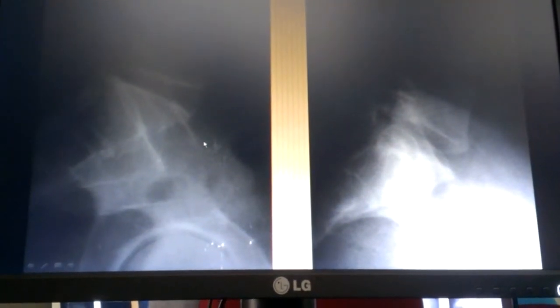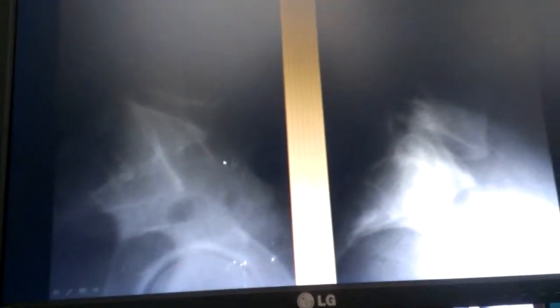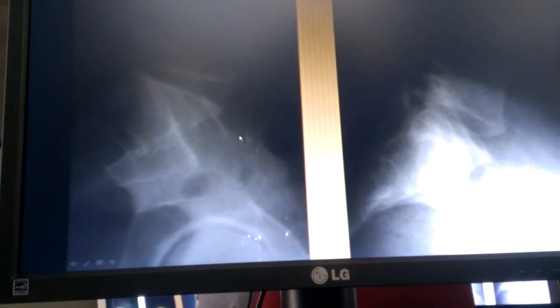Why don't you write it down? Iliopectineal lines. And all that is the rim of the pelvis. So iliopectineal lines, and after that, of course, is the sacroiliac. Iliopectineal lines.